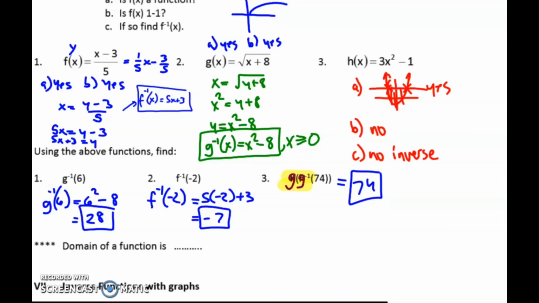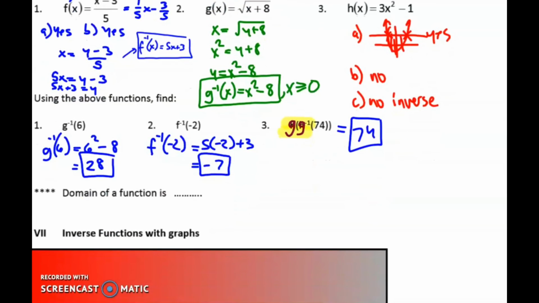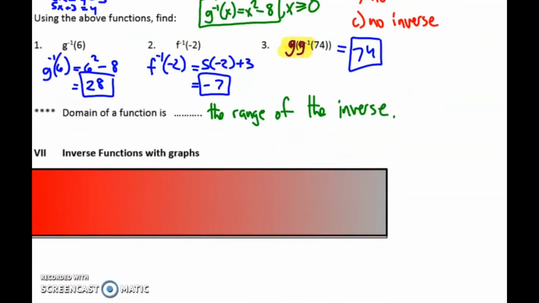The domain of a function is the same, we did this last year in A2, as the range of the inverse. So don't forget that. We sort of talked about it up above.